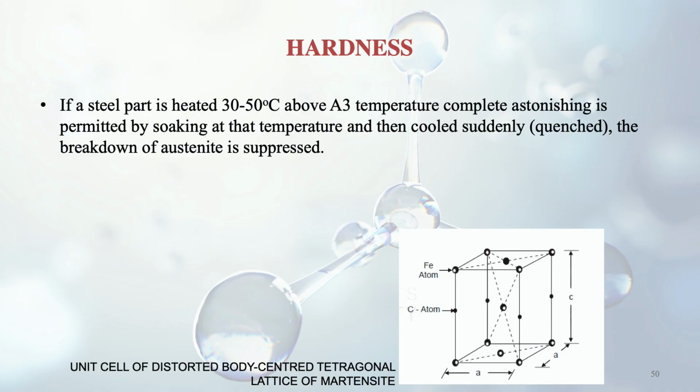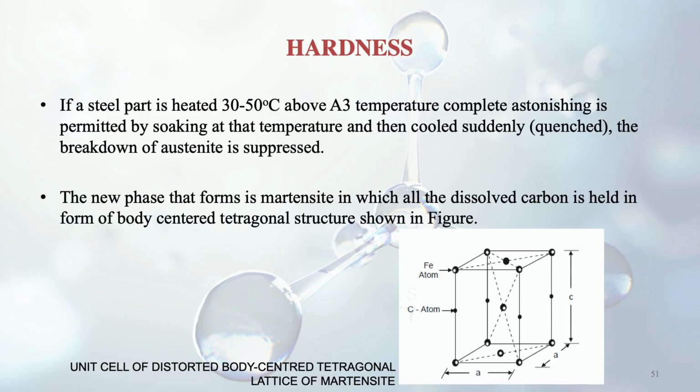So now we can discuss the hardening process. If a steel part is heated 30 to 50 degrees centigrade above the A3 temperature, that is the temperature of 910 degrees centigrade in the iron carbon diagram, complete austenizing is permitted. It is the range where gamma is completely present, gamma in a certain carbon percentage range. Gamma is nothing but austenite, so that is permitted. And then by soaking at that temperature and cooling suddenly, which is also known as quenching, the breakdown of austenite is suppressed.